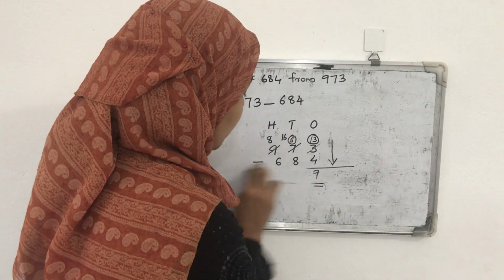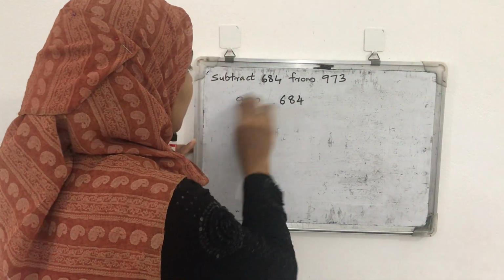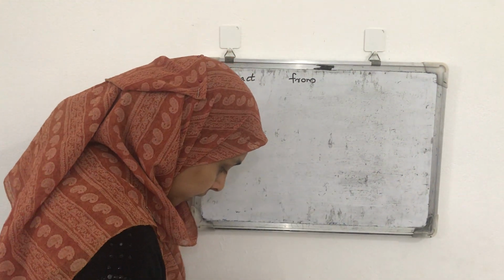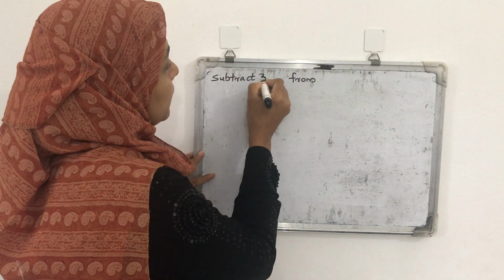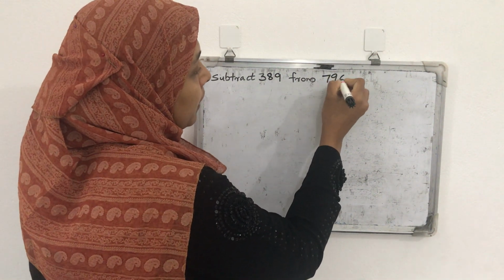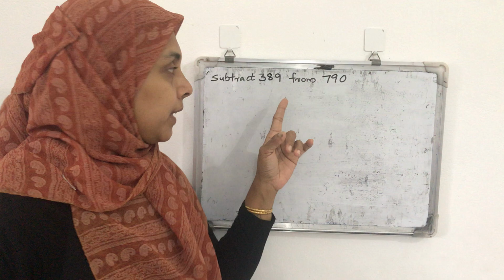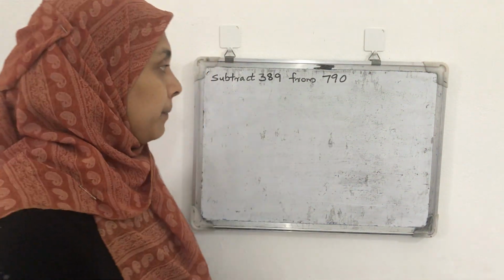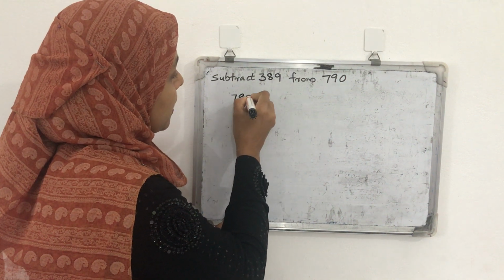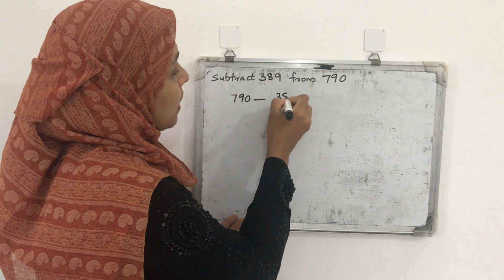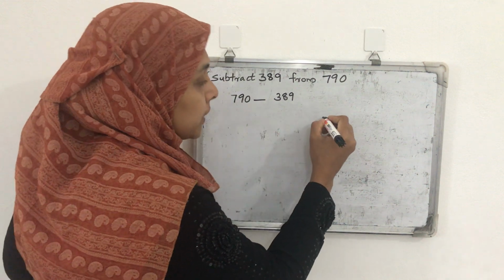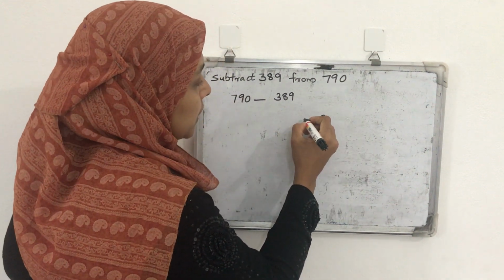If anybody has doubts, you can clear your doubts. One question. Subtract 389 from 790. Okay. Subtract 389 from 790. Now, here also we write this number as 790 minus 389. Okay. Now, arrange this column-wise in the place values.